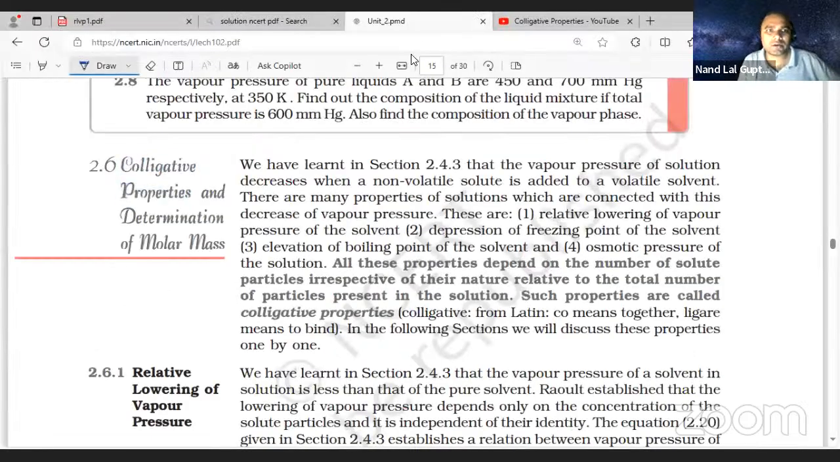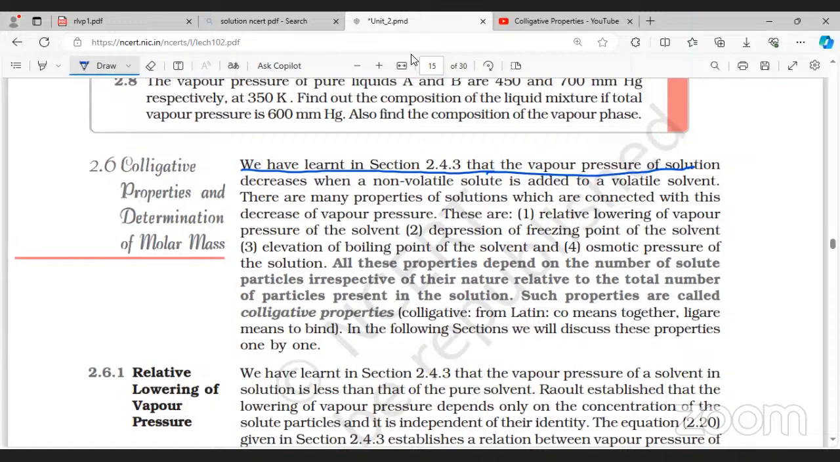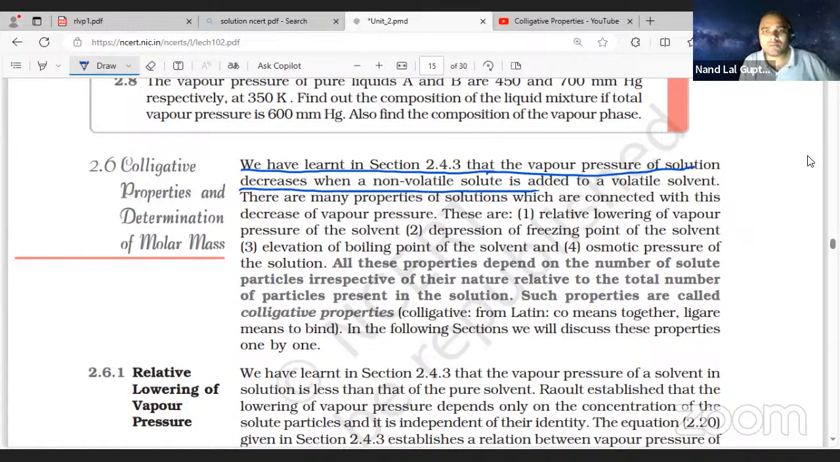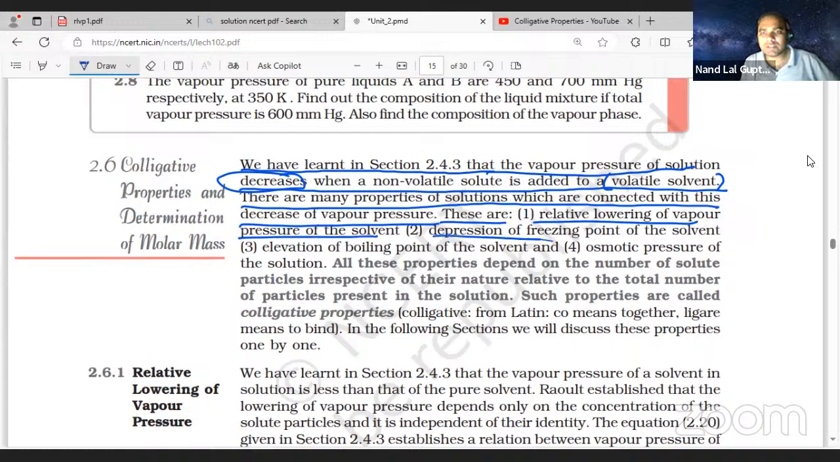What the topic they are talking about. Here you see, we have learned in section 2.4.3 that the vapor pressure of the solution decreases when non-volatile solute is added to volatile solvent. So if you are adding the non-volatile solute to volatile solvent, vapor pressure is going to decrease. That you already know. There are many properties of solution which are connected with this decrease in vapor pressure. These are relative lowering of vapor pressure of the solvent, depression in freezing point of the solvent, elevation in boiling point of the solvent, and osmotic pressure of solution.